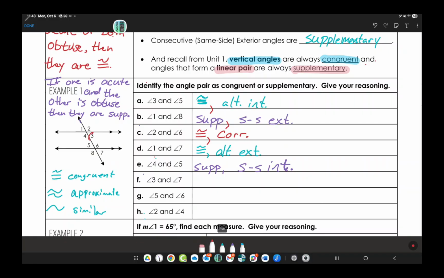All right. 3 and 7, they're corresponding then. Wait, how is D always? Oh, yeah, never mind.